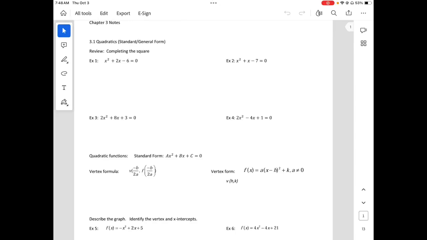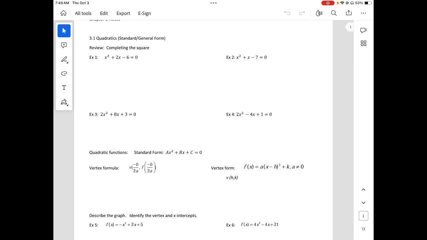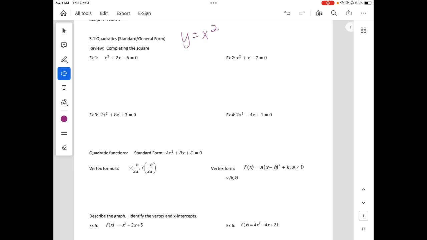We are moving into 3.1, which is quadratics. So let's do a little review. Well, for one, a quadratic, remember, is y equals x squared. Okay, and it's the parabola. We have been solving for the past several weeks.